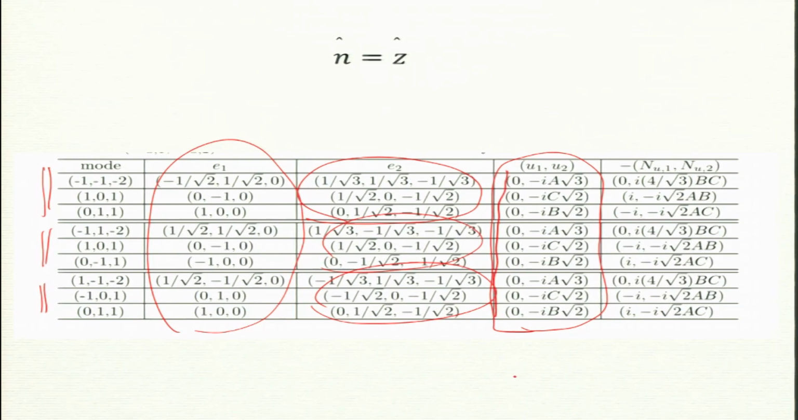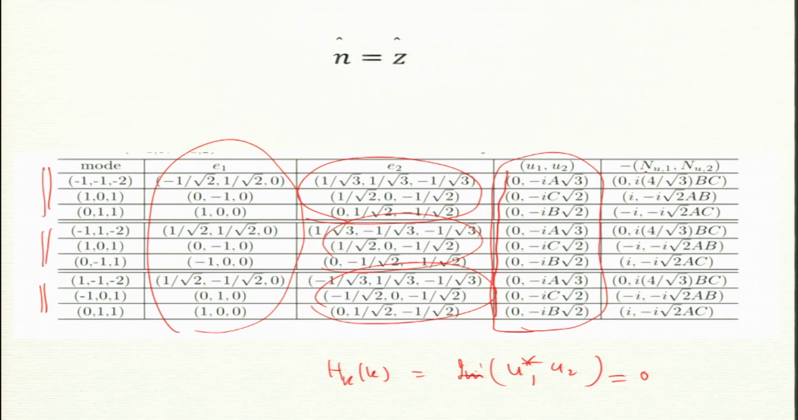So is it helical or non-helical? What is helicity? H(k) is the imaginary part of U1 star U2, right? So it is 0 because U1 is 0. So helicity is 0 for all the modes.